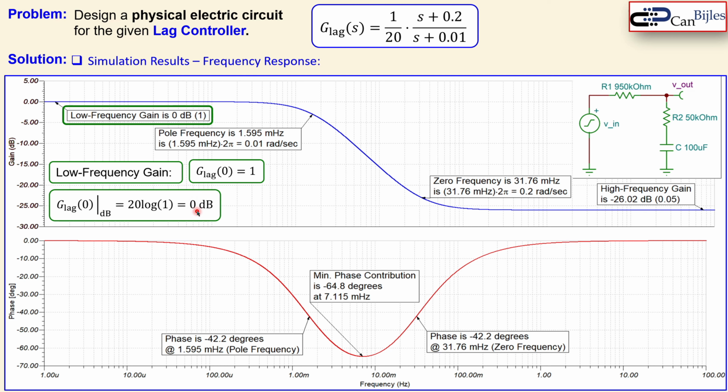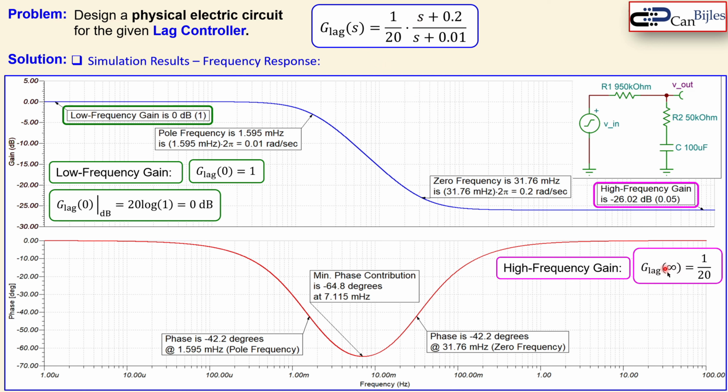So that is verified. The next one is the other extreme, which is the high frequency gain. That is here calculated, or determined by the simulator, as minus 26.02 dBs. Let's check if this is really the case, because if I look at the high frequency gain, that means actually S is approaching infinity. It means G lag for infinity. That is mathematically, of course, not correct, but we do it anyway. We know what we are doing.